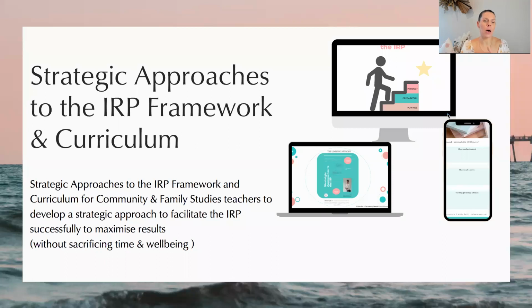Strategic approaches to the IRP includes a step-by-step 4-part framework that helps to get your kids to work on the process, to look at more of the purpose behind what they're actually focusing on, to help them be better prepared for that HSC exam, that 25 marks in both the trial and the HSC, as well as that end product at the end. And it literally gives you the framework and the resources to help you successfully facilitate the IRP without sacrificing your time and well-being.